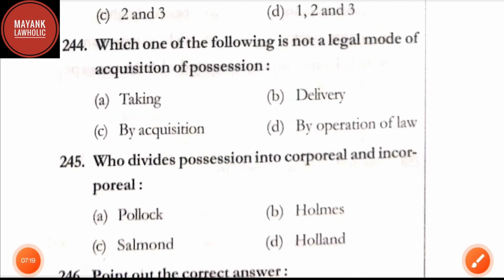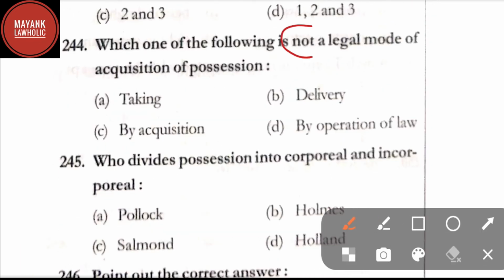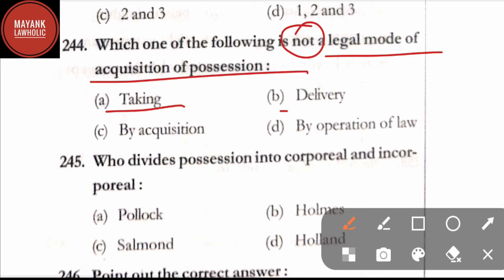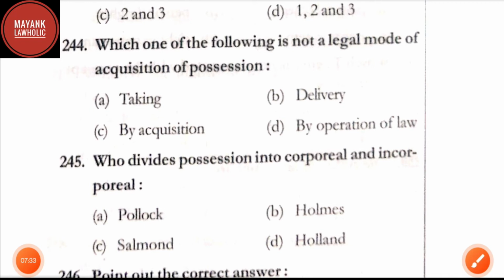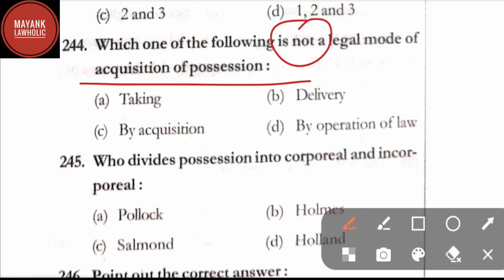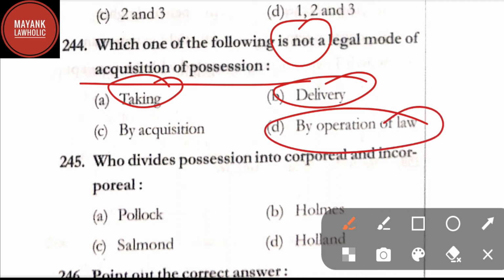Now let us proceed to question number 244. Which one of the following is not a legal mode of acquisition of possessions? Option A, taking, option B, delivery, option C, by acquisition, and option D, by operation of law. The correct answer is option C, that is by acquisition. By acquisition is not a legal mode of acquisition of possession, whereas taking, delivery, and by operation of law are the legal modes of acquisition of possessions. So in this question it has been asked which of the following is not a legal mode. By acquisition is not a legal mode.